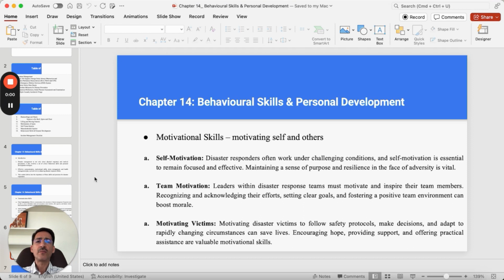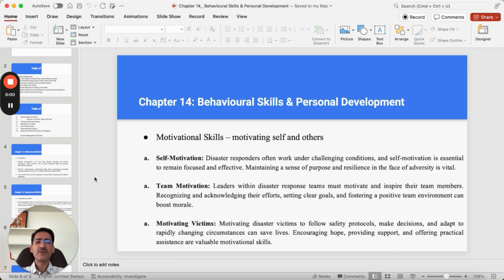Motivational skills. Motivating self and others. Self-motivation. Disaster responders often work under challenging conditions, and self-motivation is essential to remain focused and effective. Maintaining a sense of purpose and resilience in the face of adversity is vital. Team motivation. Leaders of disaster response teams must motivate and inspire their team members. Recognizing and acknowledging efforts, setting clear goals, and fostering a positive team environment can boost morale.